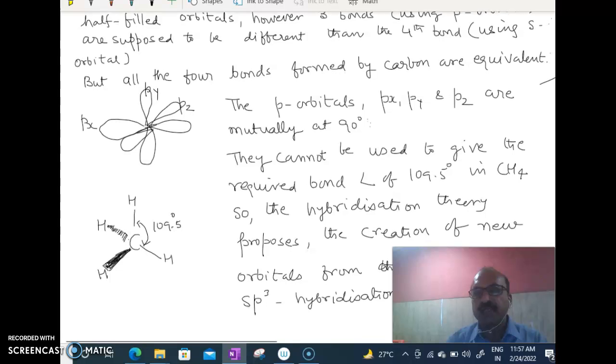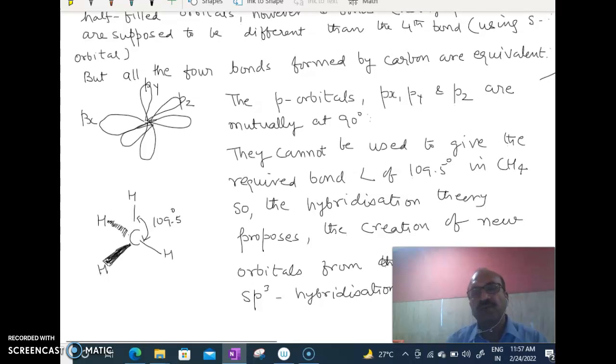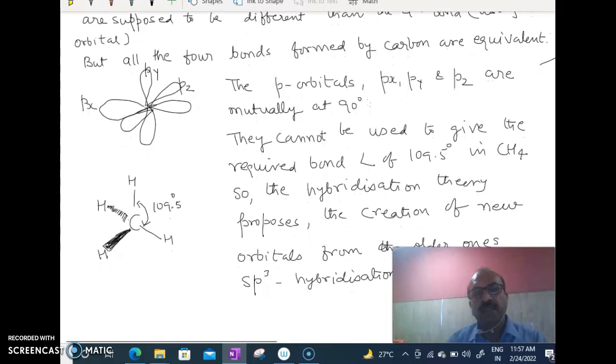Now carbon has p orbitals which it can use for bond formation, but the p orbitals are directed mutually at 90 degrees to one another, px, py, pz. So if these orbitals are used, we cannot explain why the bond angles in methane are actually 109.5.